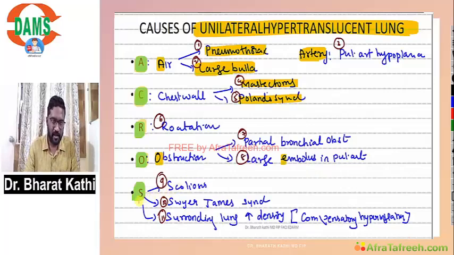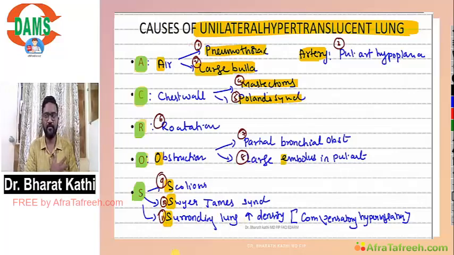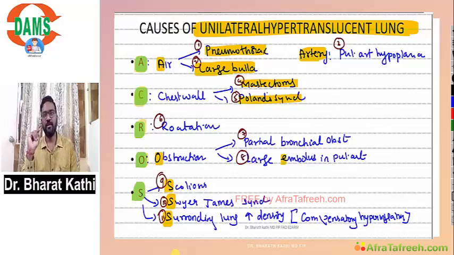And S stands for scoliosis, Swyer-James syndrome, or surrounding lung increased density. Now suppose on one side there is a destroyed lung, this appears very white. On the other side there can be compensatory hyperinflation, so it appears black. So when they ask you about unilateral hypertranslucent lung, out of these 11 you should at least say 5.